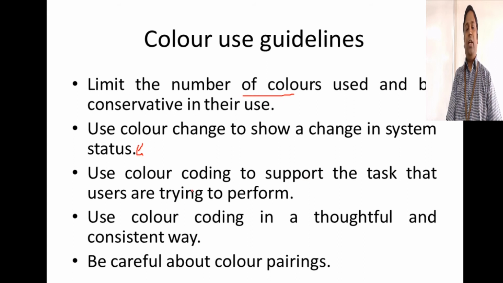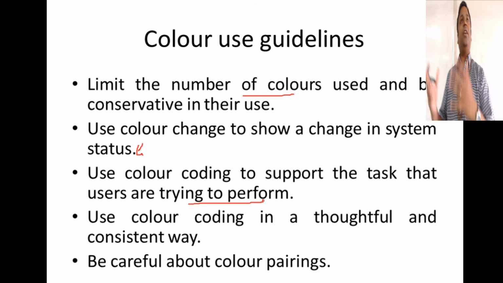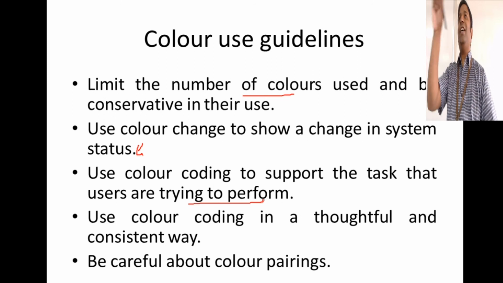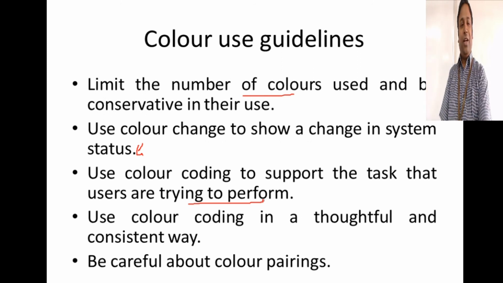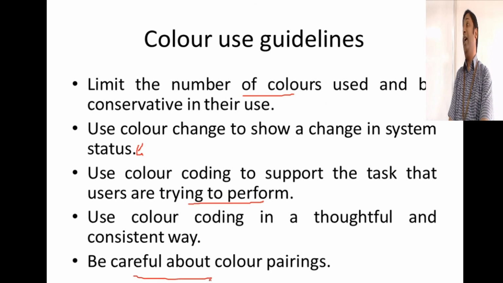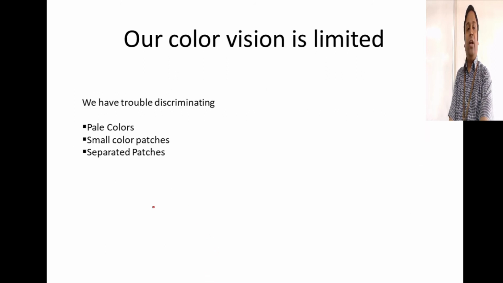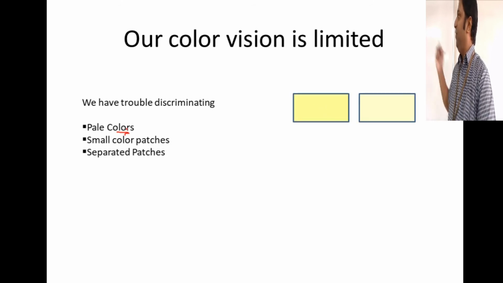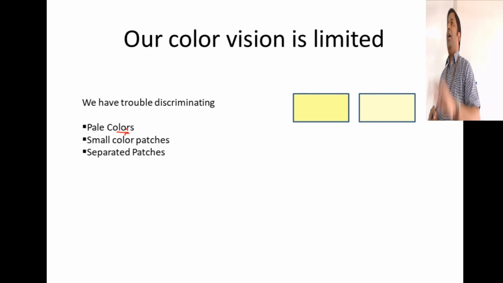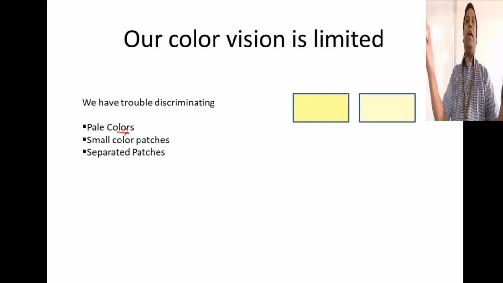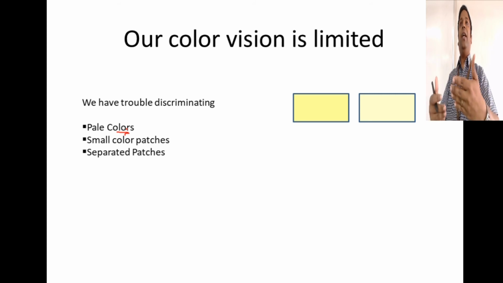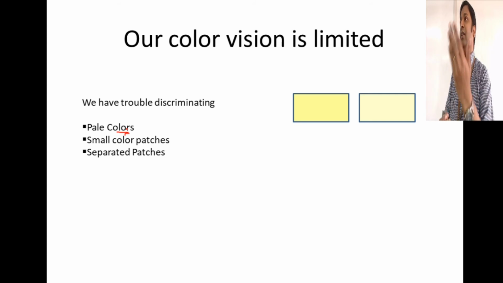Use color coding to support the task that the users are trying to perform. Say if the password is correct, what color code will you use? Green. If the password is wrong, what is the color code? Red. These are universal standards, right? So you cannot use red and say your password is a success. Don't do that. Be careful about color pairings. This is another thing. For instance, if you have pale colors, I don't know whether you can see the difference between these two shades on the board. You want to differentiate two types of items, so you use this color here and that color there. Two pale colors, and people may find it difficult to say that this is different from that.